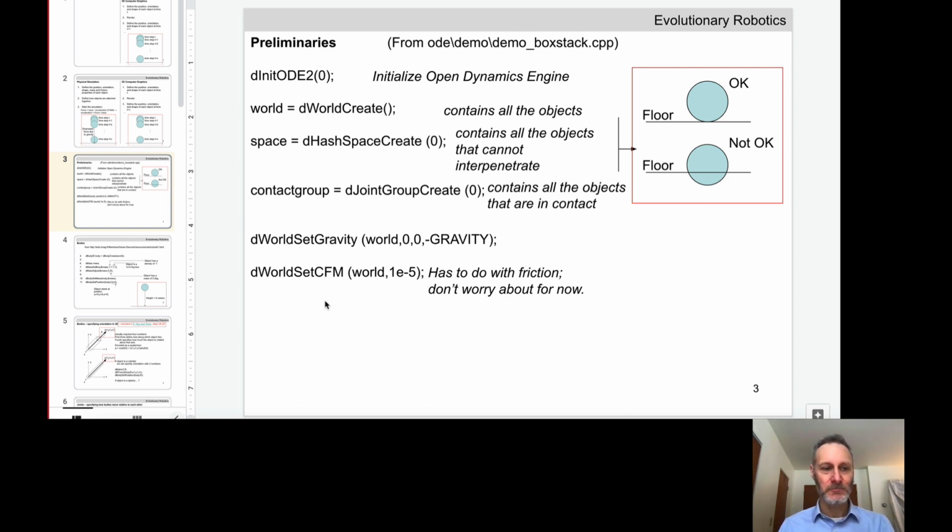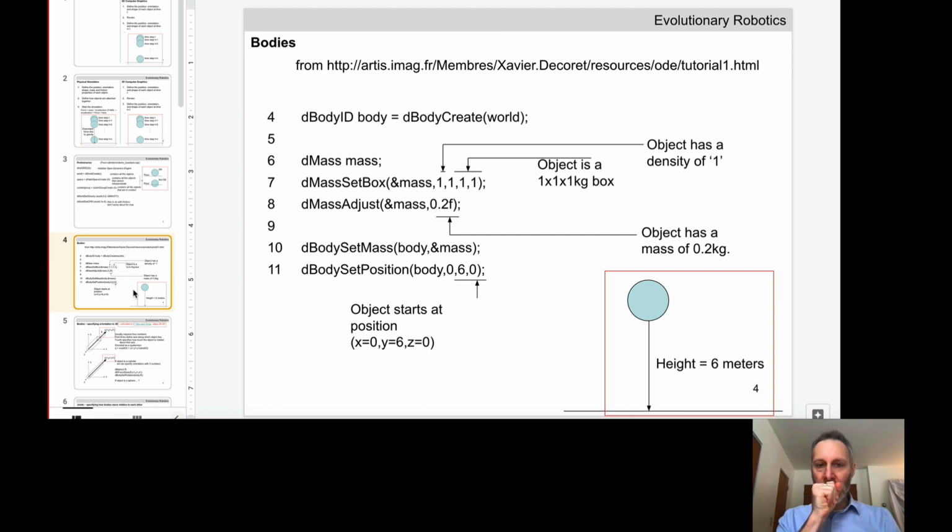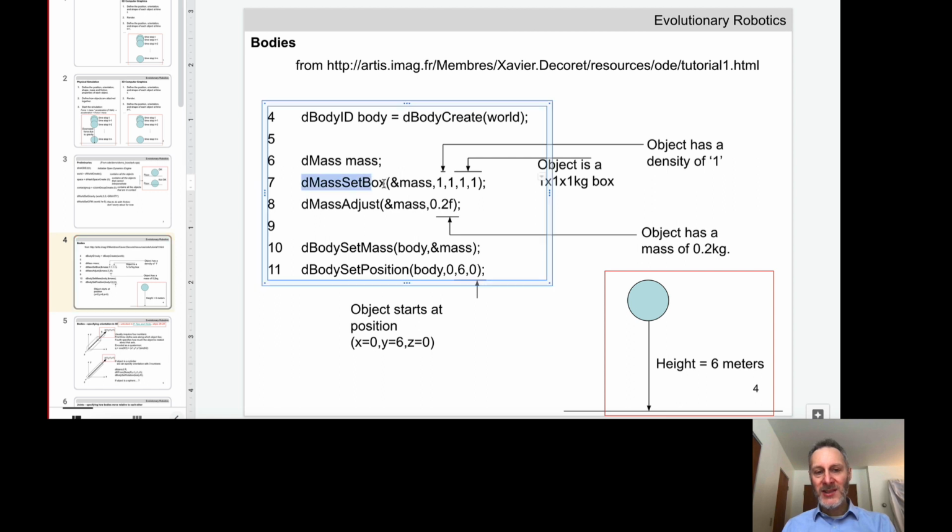Okay. In ODE, the parts or the physical objects in the world were called bodies. In PyBullet, they're called links. Doesn't really matter for our purposes. Here you can see the nuts and bolts of how this is actually defined in ODE. In ODE, you would set a box. You would define the 3D geometry of the thing you're creating, a box or a sphere or a cylinder. You would then define the distribution of mass within that object.